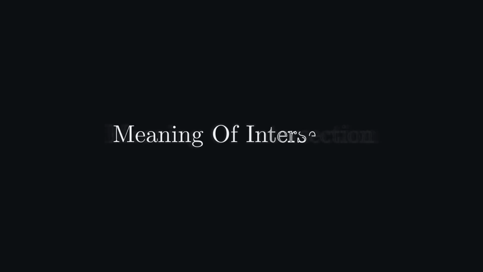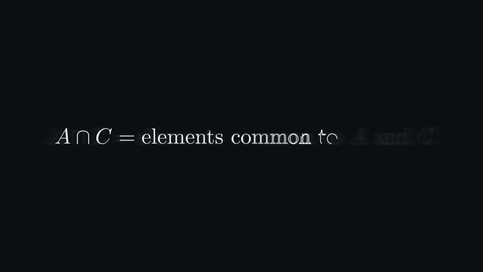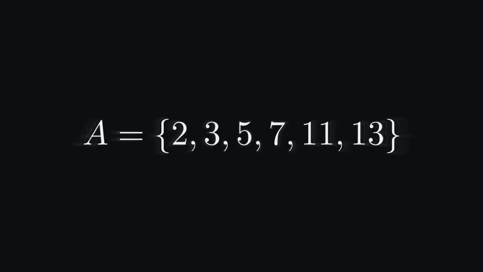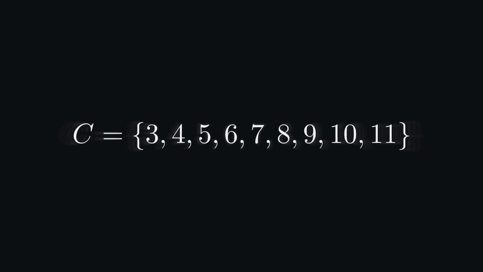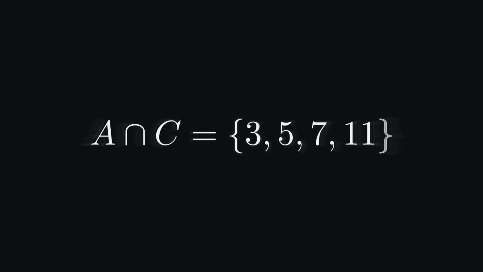Let's understand the meaning of intersection. The intersection A ∩ C includes elements common to both A and C. Now, let's highlight the intersection of A and C. Set A includes the prime numbers. Set C includes integers from 3 to 11. The common elements are 3, 5, 7, and 11. Thus, the intersection A ∩ C gives us 3, 5, 7, and 11.